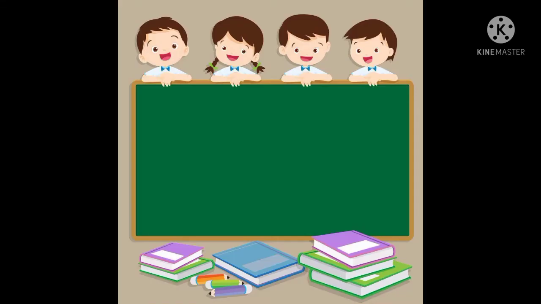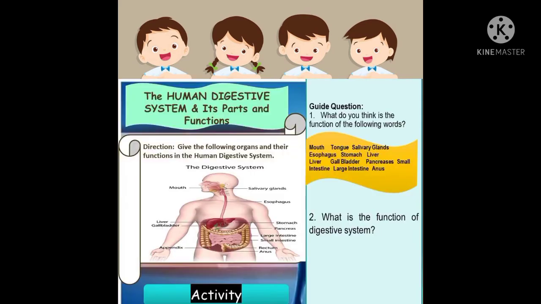I think you have learned a lot from the video. So let's proceed to the activity. For the activity, give the following organs and their functions in the human digestive system. For number 1, what do you think is the function of the following words? Number 2, what is the function of the digestive system? Remember, food enters the mouth, passes through the long tube, and exits as feces through the anus.